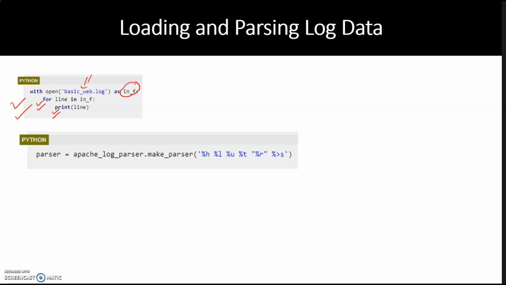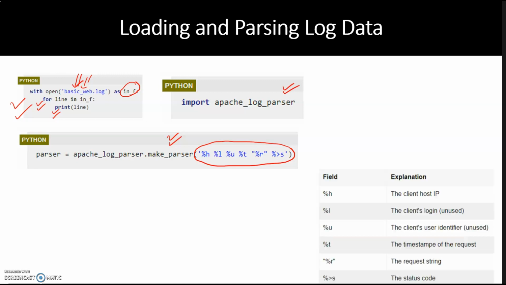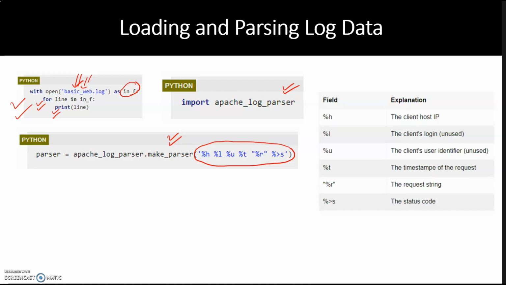The data which is stored in this log file will be unstructured, so you need to apply parsing to parse the data. And if you are going to use these terms in your programming language, then you need to import that particular library in your program. The specific meaning of %h, %l, %u, %t, %r, and %s is given here. %h represents the IP address, %l represents the client login detail, %u represents the client user identifier. Like that, you can get the meaning of the terms used in this particular code.